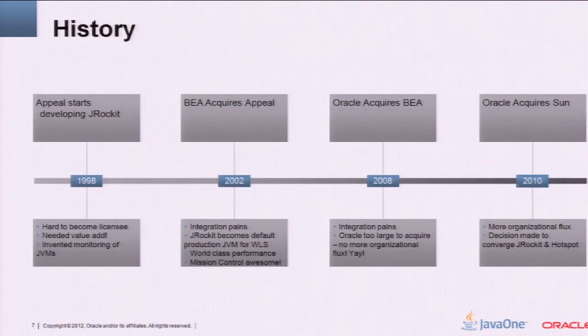So I thought I'd give a brief history of this so you can see where we're coming from. So in 1998, Appeal started developing JRockit. And we wanted to become Sun Java licensees. And at that time, it included, of course, giving a lot of money to Sun, but also you needed to state an added value for your runtime. You couldn't just say, hey, we want to make a runtime, you need to have some added value. And we said performance. So we're going to have better performance than HotSpot.